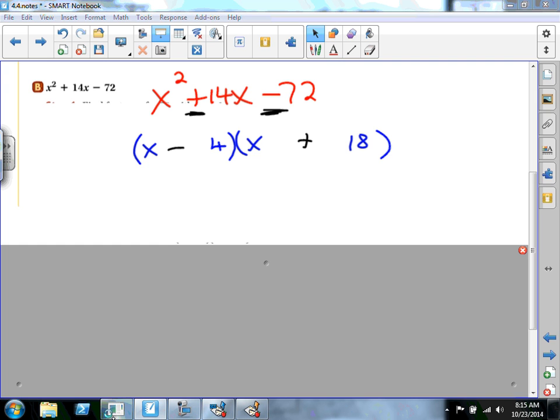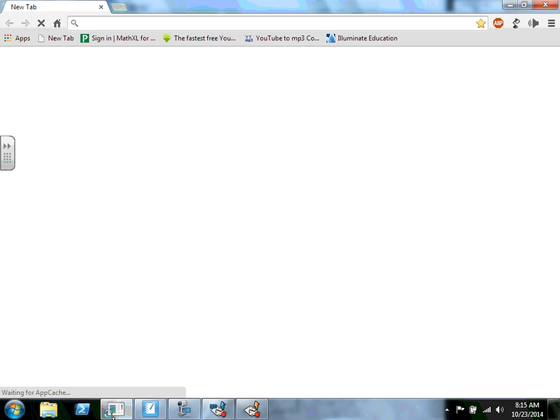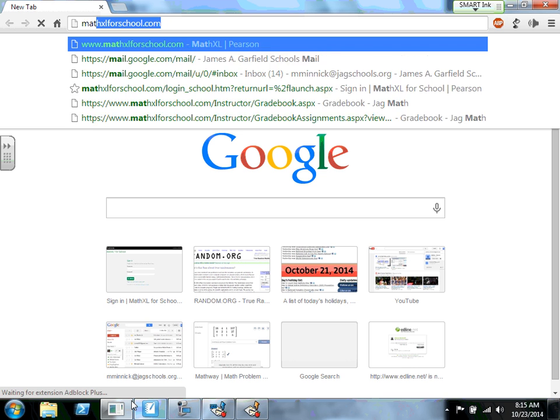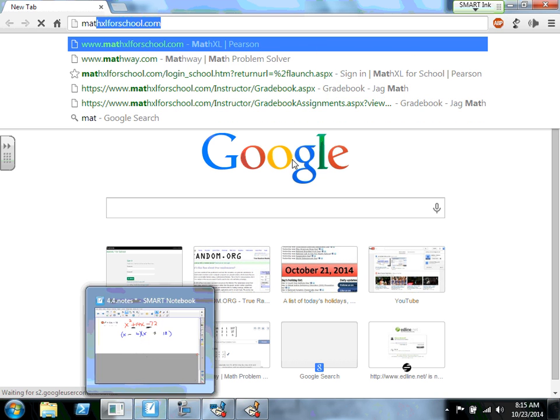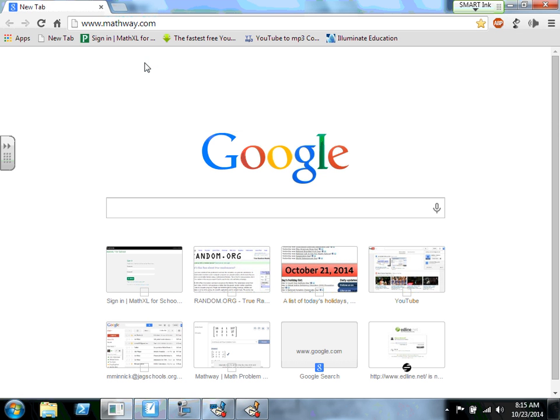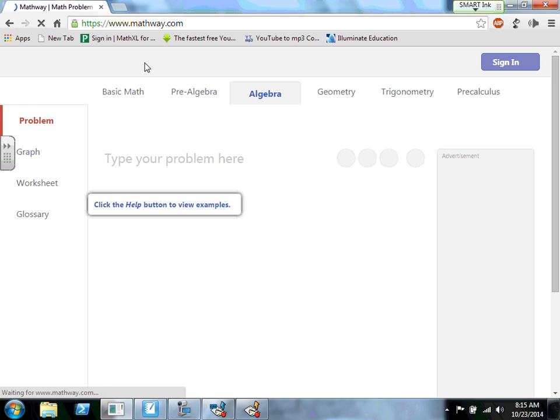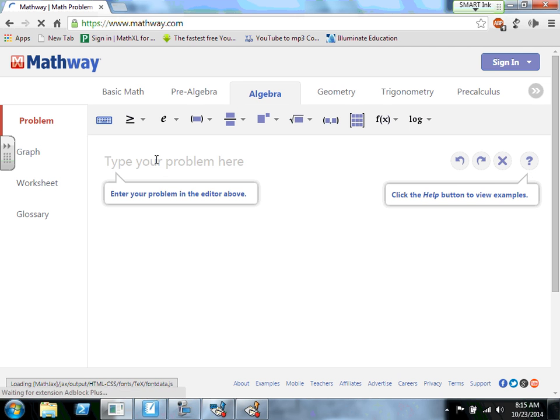Let's go and get some technology offline. If we're getting technology offline, are we actually getting it offline, or are we getting it on the line? I don't understand that. Let's go to Mathway.com. Mathway is so intuitive that you don't even have to tell it what to do. You don't even have to say factor this for me. It'll assume that that's what you want to do.